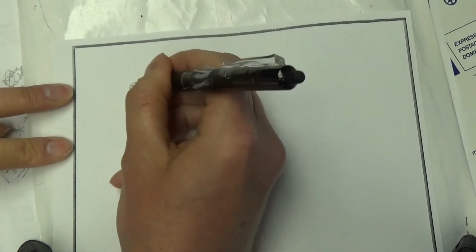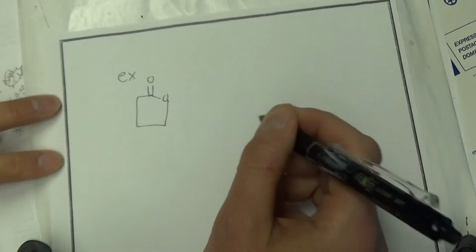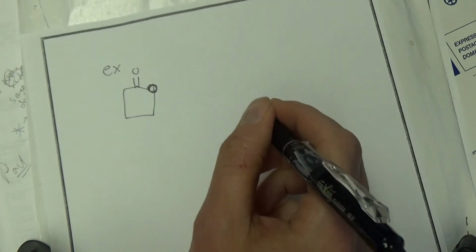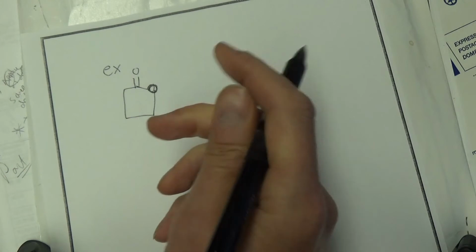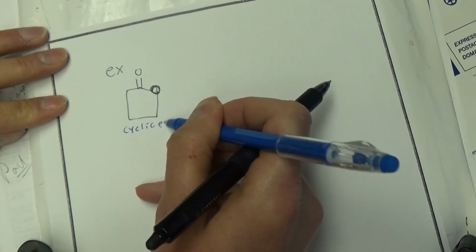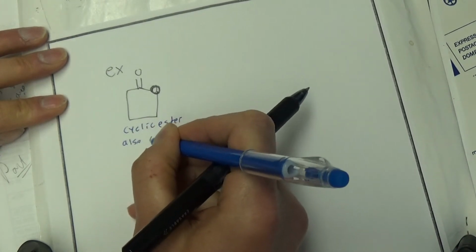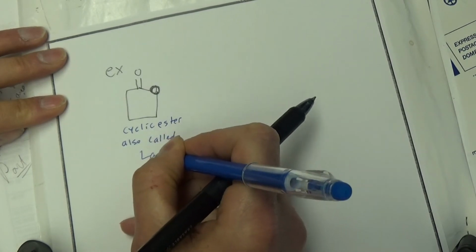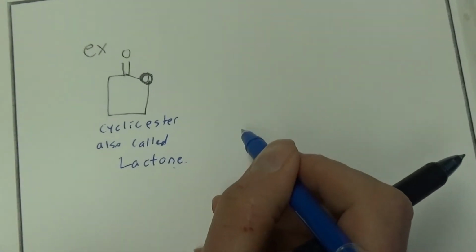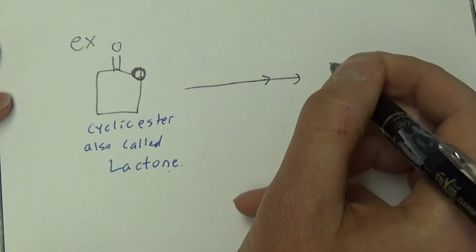One more example of this. What if we have this ester? It's a cyclic ester. Ooh, scary. This is a cyclic ester, right? Just as a little terminology note, cyclic esters are also called lactones. So if you ever hear of a lactone, it is a cyclic ester. Okay? Let's pick a Grignard to attack this molecule.